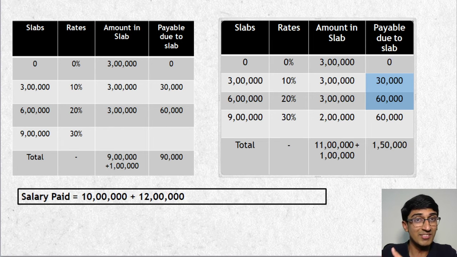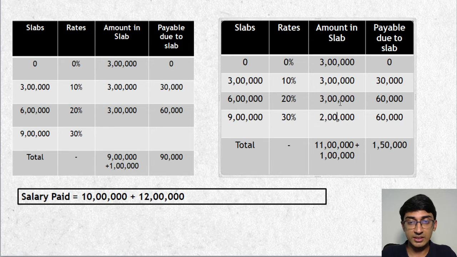Again, 1 lakh 50 is given to us, right? So to reach 1 lakh 50,000, I need to earn 60,000 more. Above 9 lakh, I am taxed at 30%, which means that if I am taxed at 30%, I need to earn 2 lakhs more so that I can earn 60,000, which will give me 1 lakh 50,000 as the tax paid. That means I have to earn 3 plus 3 plus 3 plus 2.